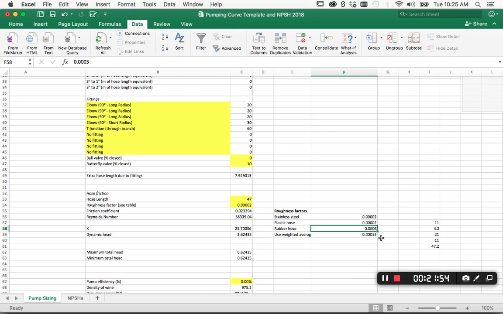Rubber hose is, what's that? 25 times more rough. It adds 25 times more friction than the stainless steel. So here we just manually enter our friction coefficient. So I'll just copy and I'll paste that in.